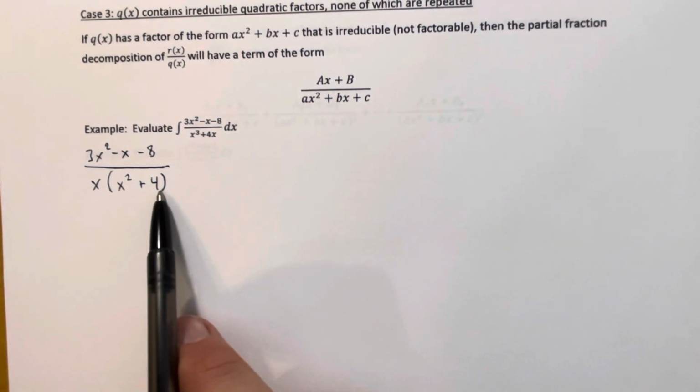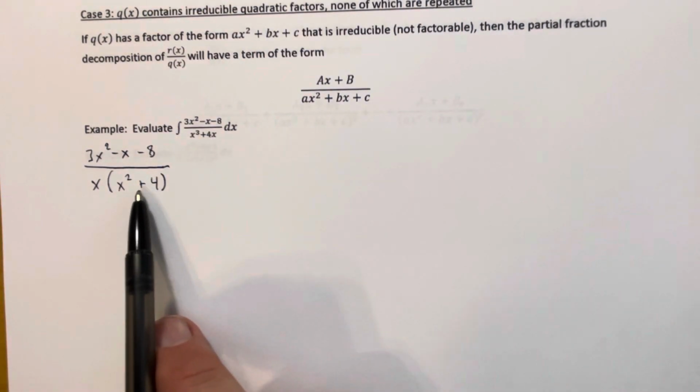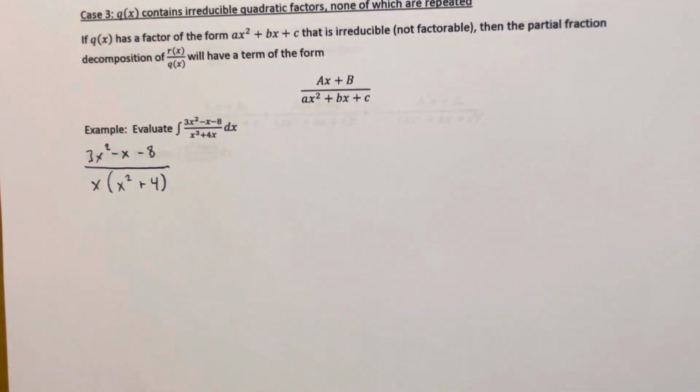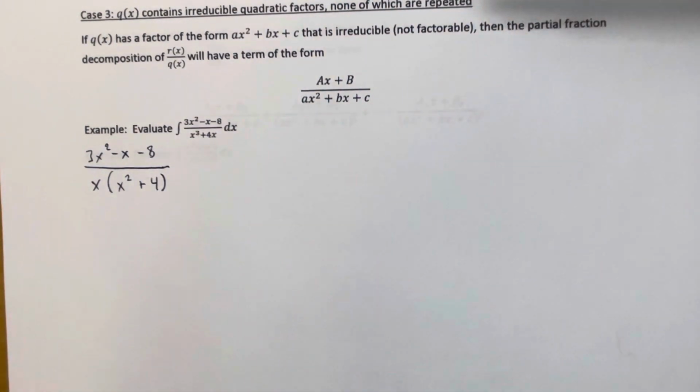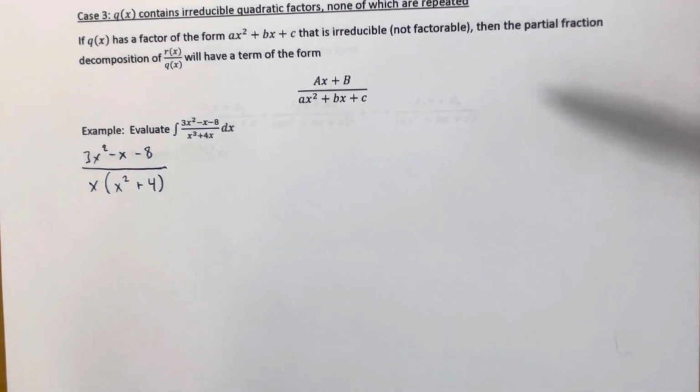I can factor an x out of my denominator, which gives me x squared plus 4. Now, this is an irreducible quadratic factor because it's a sum of squares. We know that a difference of squares can be factored down to, like if it's a squared minus b squared, you can factor it to a plus b times a minus b. But you cannot factor a sum of squares without using complex numbers. So this is as good as we can make this.